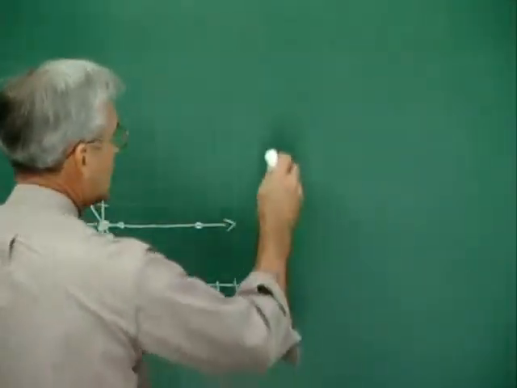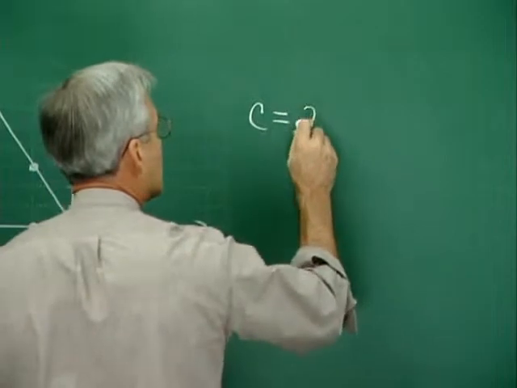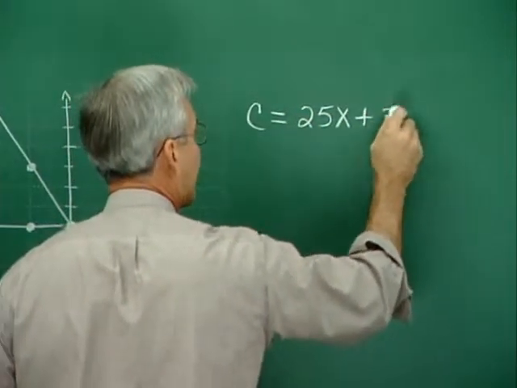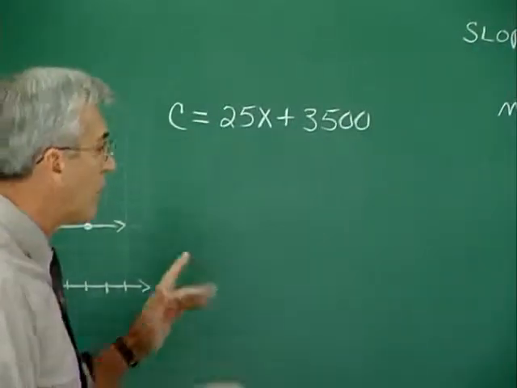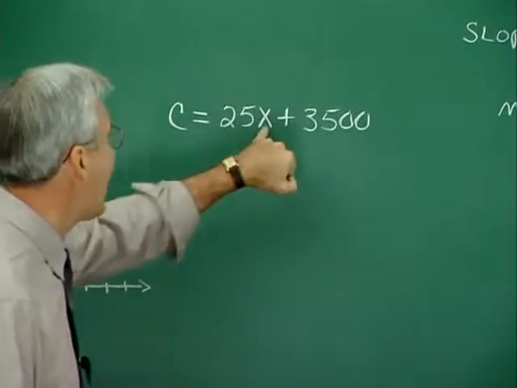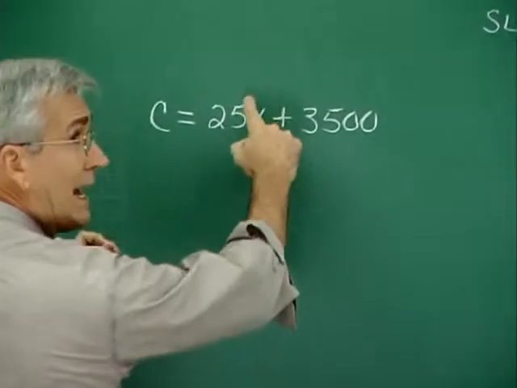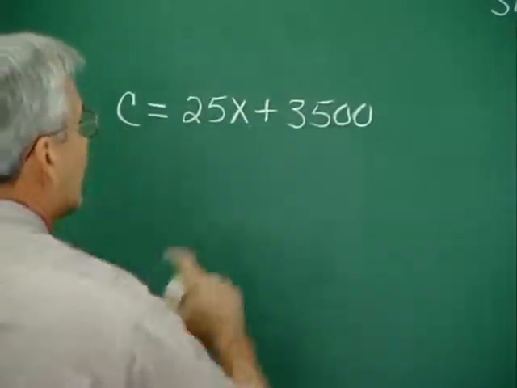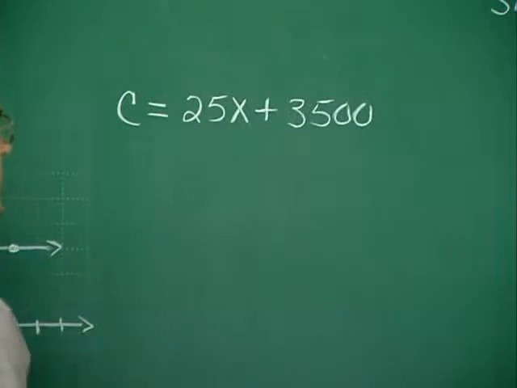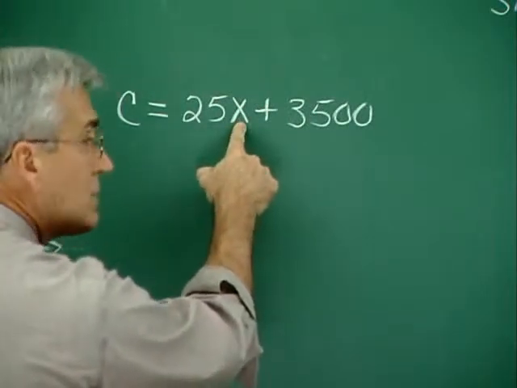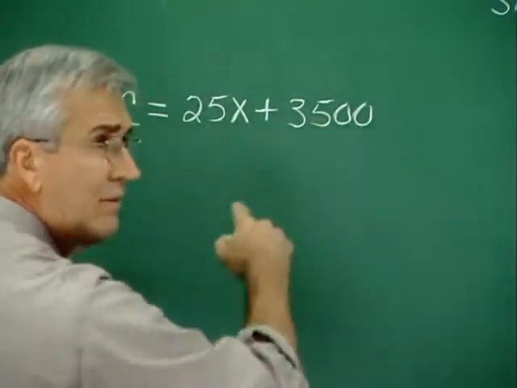Suppose we have something like a cost equation for some product, and that cost equation is 25x plus 3,500. Now, let's interpret this in a couple of ways. What this means is that this is the cost for x number of items being manufactured. So if no items are being manufactured, if x is replaced with 0, the cost is 3,500. So that's a fixed cost, a kind of setup cost for this particular product. Now, if we make one of these items, then it's 25 times 1 plus 3,500. If we make 2, it's 2 times 25 plus 3,500 and so forth.